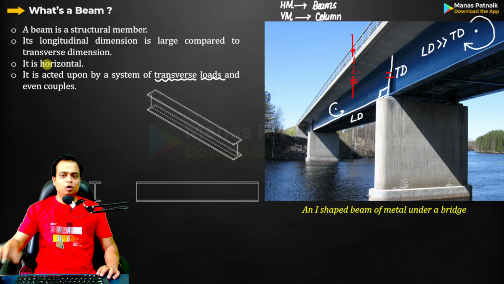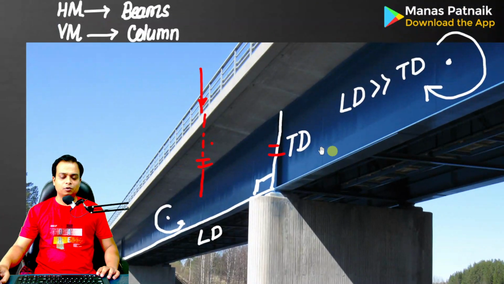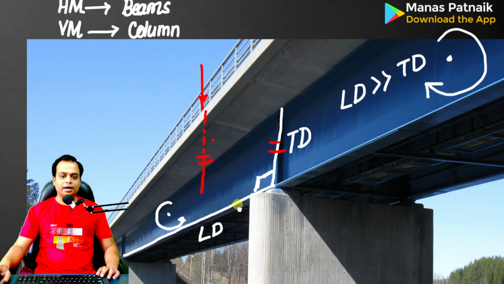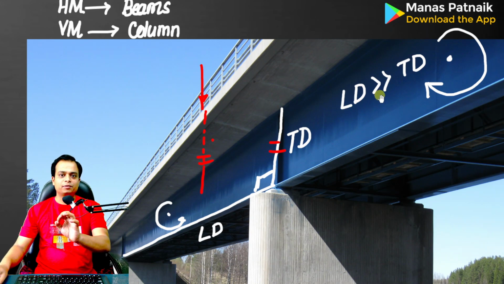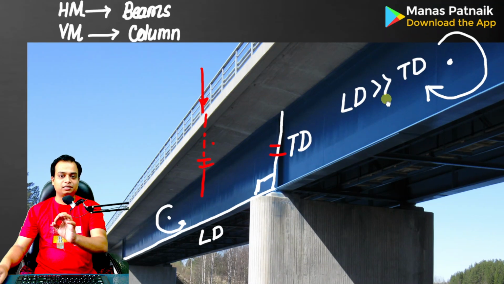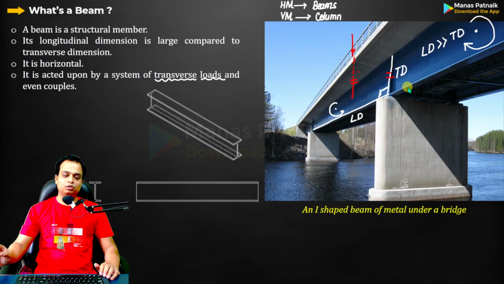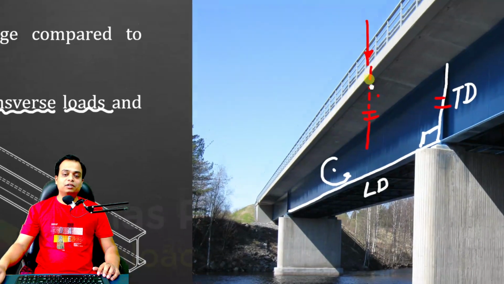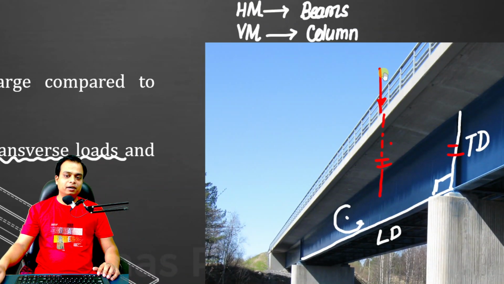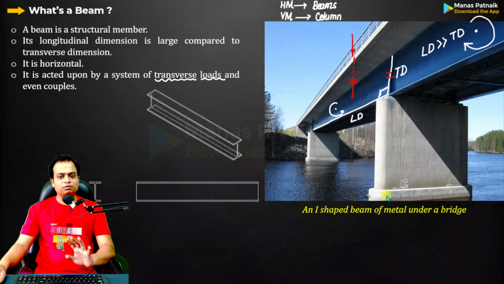When we speak about a beam, always remember this over here. This basically is a bridge, right? And it's an I beam over here. This is the longitudinal dimension, and this is the transverse dimension. The longitudinal dimension will always be very, very large compared to the transverse dimension. That is also one of the criteria for calling that structure a beam. It is acted upon by several transverse loads. Why do I call it transverse? If you're standing over here, then the load will be acting in this direction along the transverse axis. That is why we call it a transverse load.